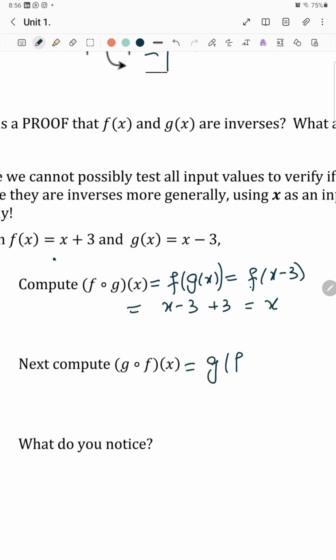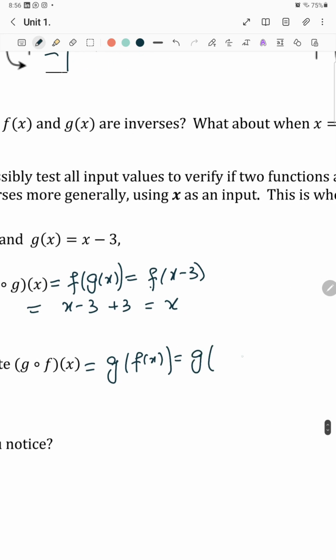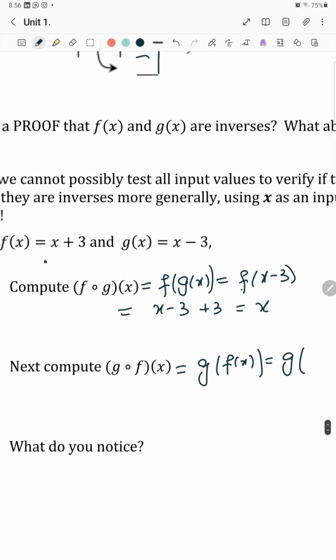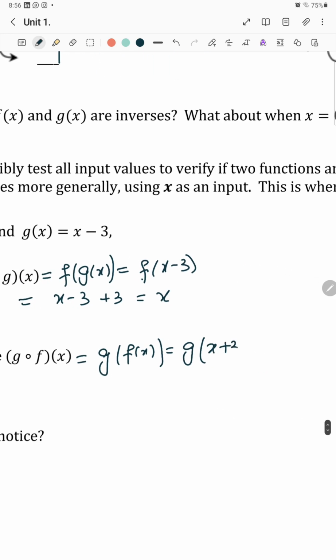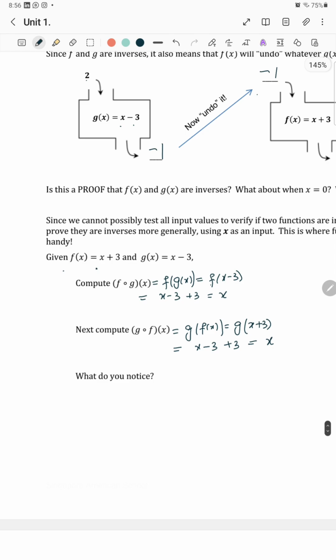g of f of x is equal to g of, and what is f of x? x plus 3, and g of x plus 3 is x plus 3 minus 3, which is equal to x. So f of g of x and g of f of x are inverses of one another, because both get the answer x.